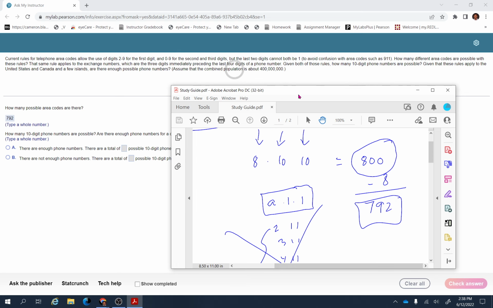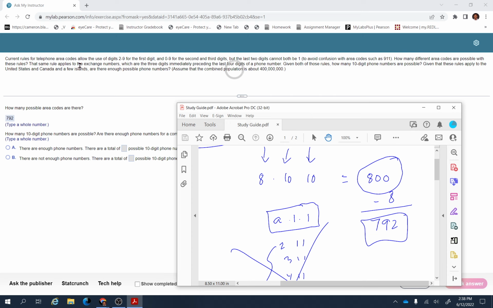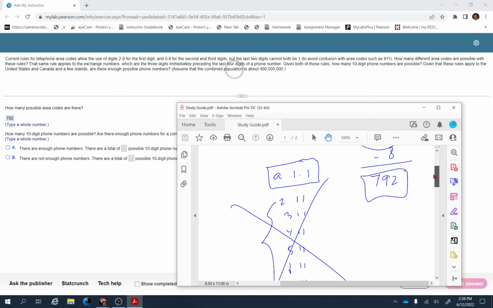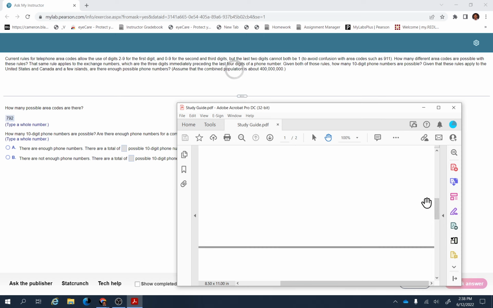Let's go further in the given information here. We answered how many different area codes are possible with these rules. That same rule applies to the exchange number. The exchange number means the next 3 digits after the 3-digit area code. Think about your phone number: the first 3 numbers are your area code, and the next 3 numbers are your exchange code. So you have the same possibilities for the next 3 digits.